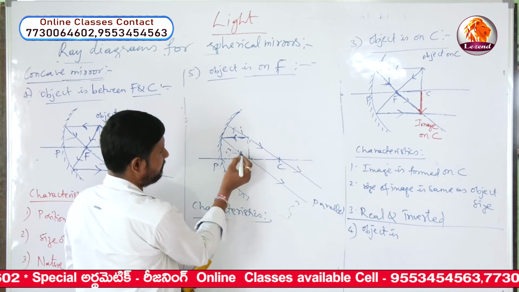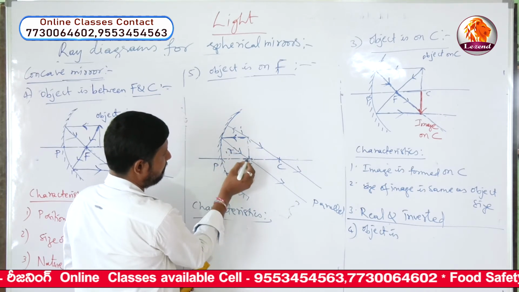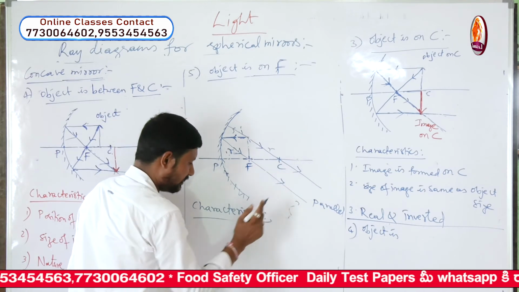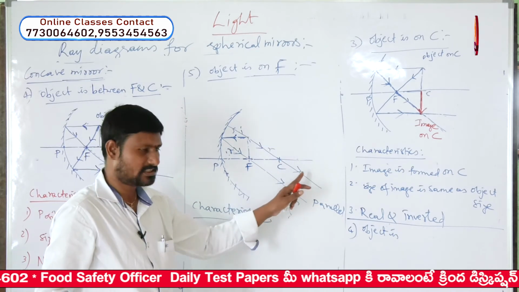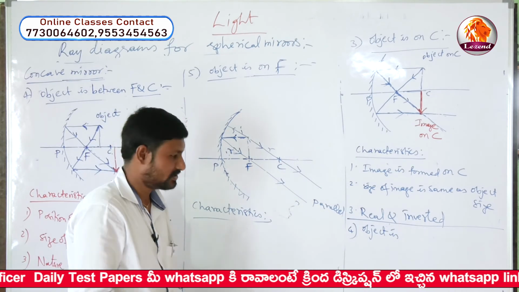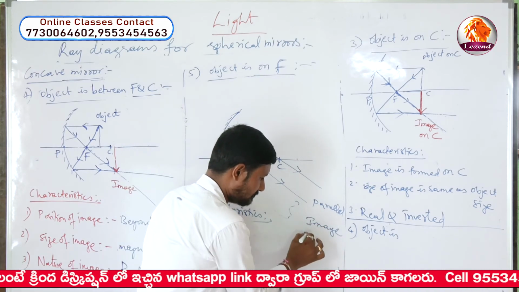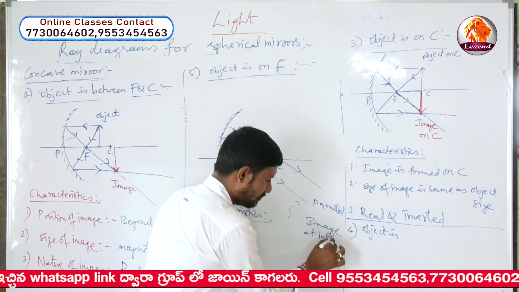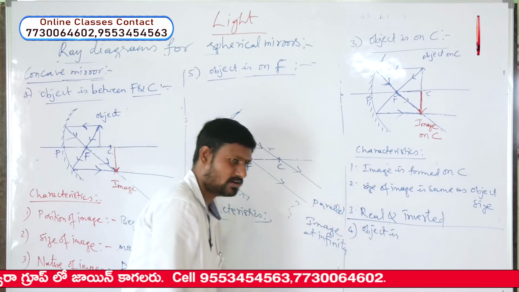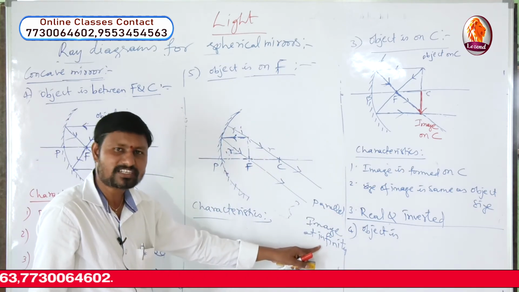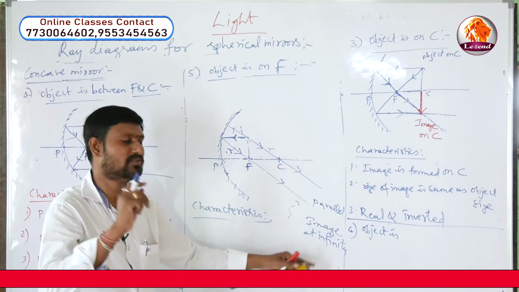This is first incident ray. This is first reflector ray. This is second incident ray. This is second reflector ray. And these two are parallel to each other. So do parallel rays meet anywhere? They never meet. So the image is formed here now at infinity. Where they meet, if you know, that will be the image position, but they never meet. So we consider position of image as infinity.